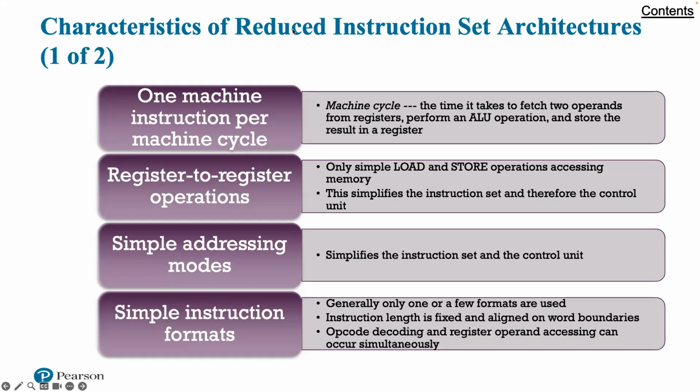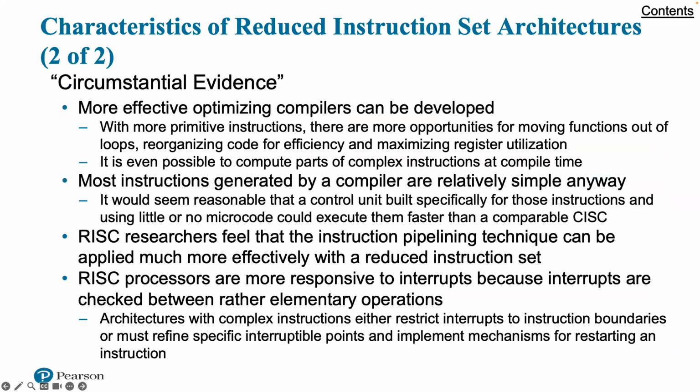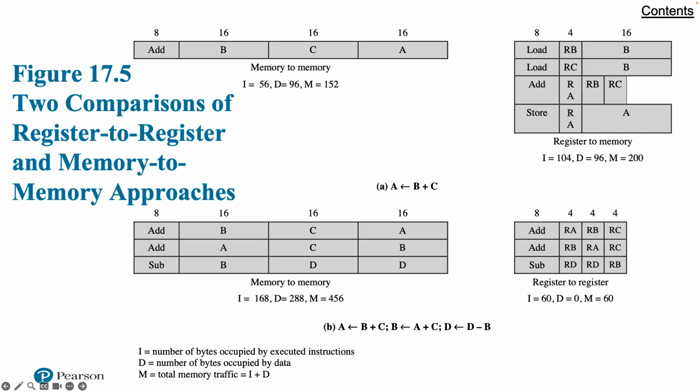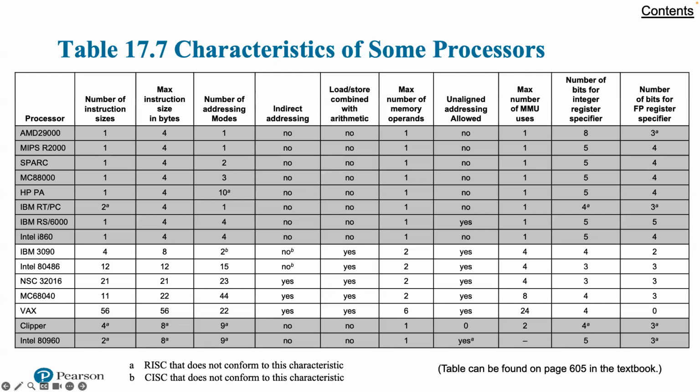So a reduced instruction set architecture tries to have one machine instruction per machine cycle, trying to be very efficient. It has register-to-register operations, simple addressing modes and simple instruction formats. So you can think of a real basic architecture. Maybe there's not going to be much difference between a CISC and a RISC, but now we're getting into a little more detail and highlighting some second-layer things that would be in there. That's just another little thing that I wanted to point out.